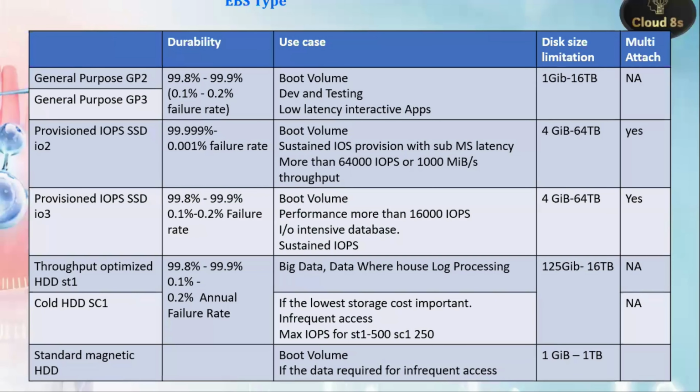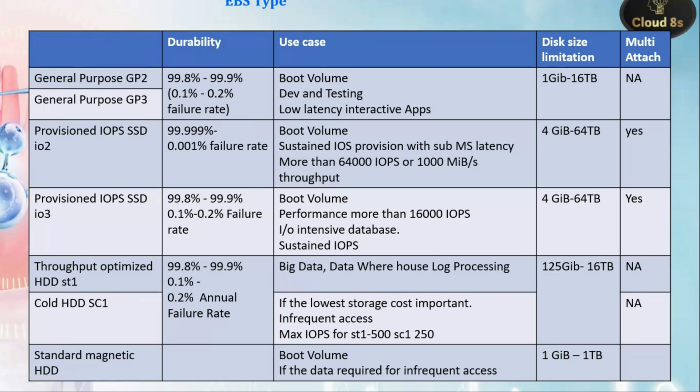Basically, when we are creating the EBS, we can see that multiple storage types are available on AWS. First, you can see the general purpose GP2 and the general purpose GP3. These are commonly used at the AWS level. The durability is 99.8% to 99.9%, which means we can expect a 0.1 to 0.2 percent failure rate based on the AWS documentation.